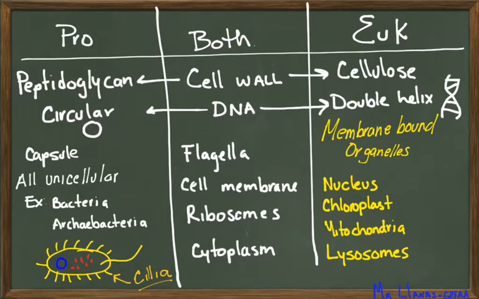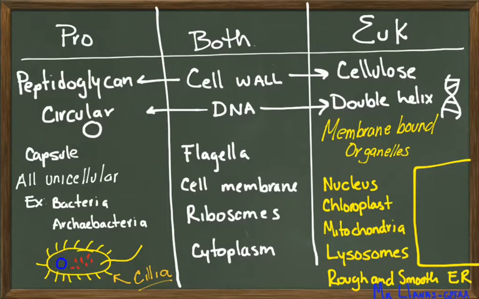Eukaryotic cells also have lysosomes, which are the trash can of the cell, if we want to think of them that way. Anything that needs to be destroyed or broken down goes into the lysosomes, and the cell gets rid of it. And then we also have the rough and smooth ER.